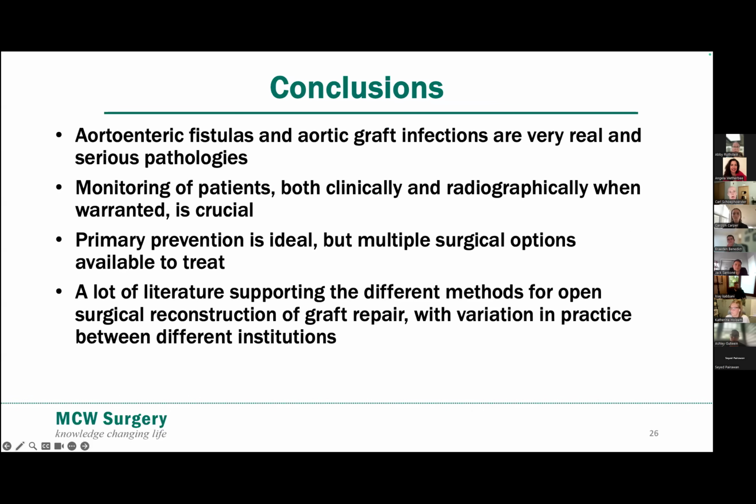And then conclusions: these are very serious pathologies, and monitoring a patient both clinically and radiographically when warranted is crucial. Ideally, we prevent aortic graft infections and fistulas, but there are multiple surgical options available to treat. And there is a lot of literature supporting the different methods for open reconstruction, especially with the infected aortic endograft. And I did find that there is variation in practice between different institutions.